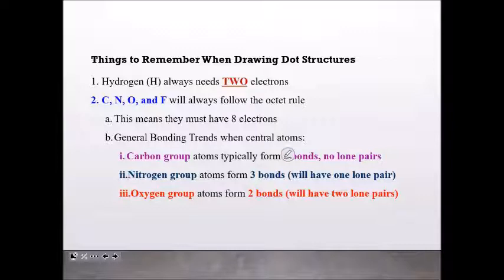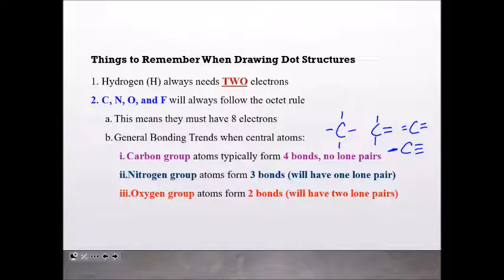For instance, carbon can do 4 single bonds. Carbon can do a double bond and 2 singles. Carbon can do 2 doubles. Carbon can do a triple and a single. But you notice in all of those arrangements, that is a total of 4 bonds around the carbon. Carbon does not do lone pairs typically.